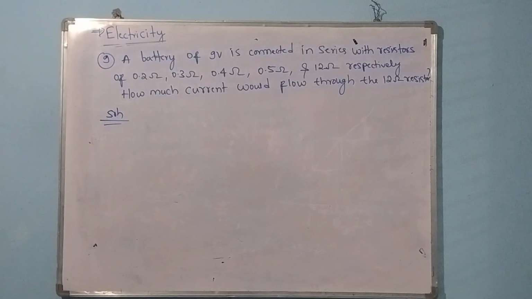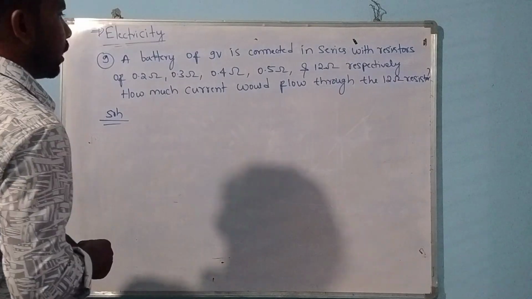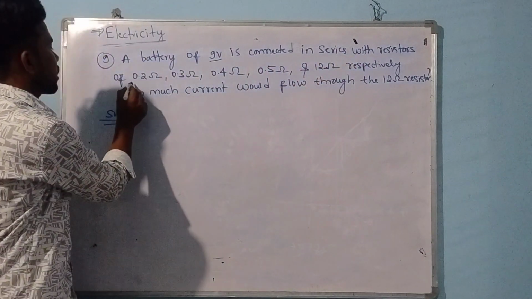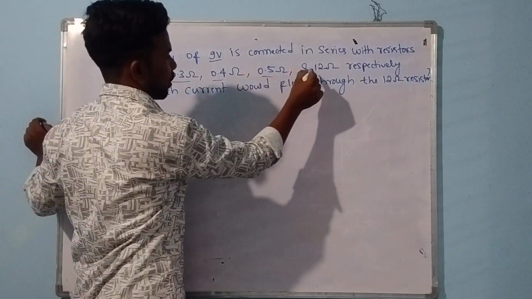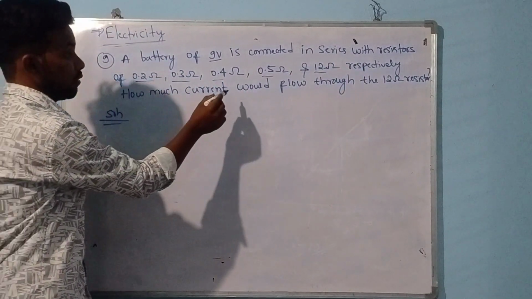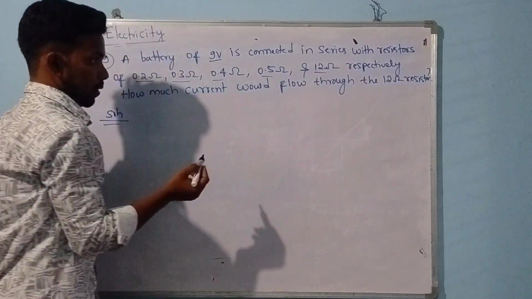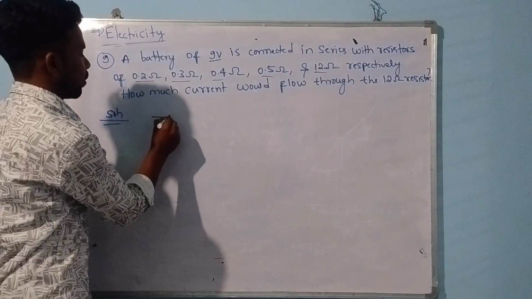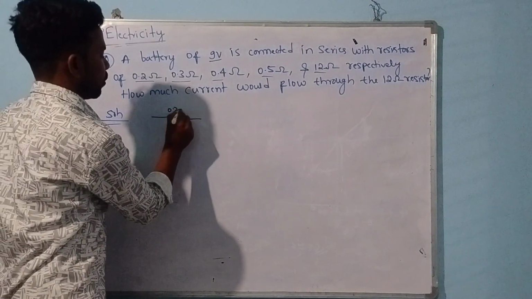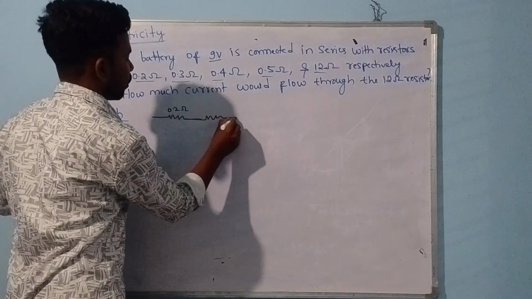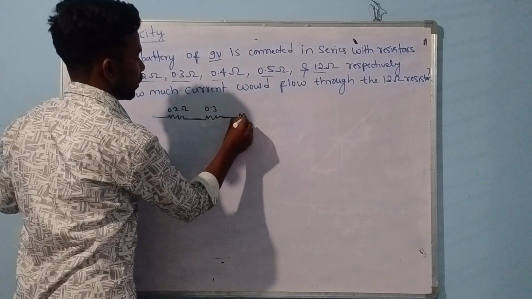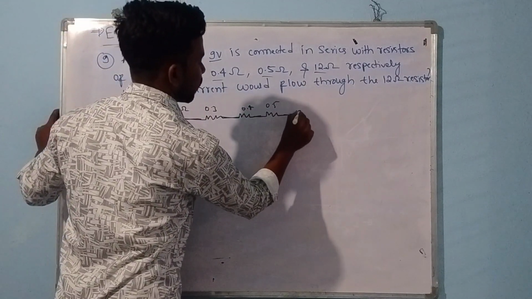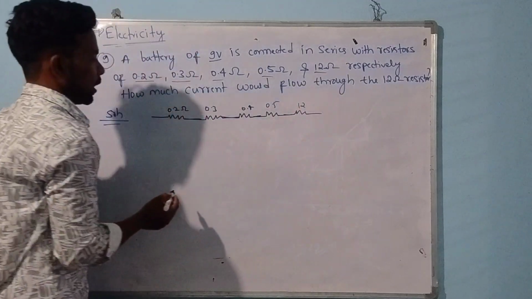So this is also one of the easy questions if you know the concept. Here, what is the condition? A battery of 9 volt is connected in series with resistors 0.2, 0.3, 0.4, 0.5 and 12 ohm respectively. How much current will flow through the 12 ohm resistor? How are they connected? They are connected in series. So 0.2, 0.3, 0.4, 0.5, 12 ohm.